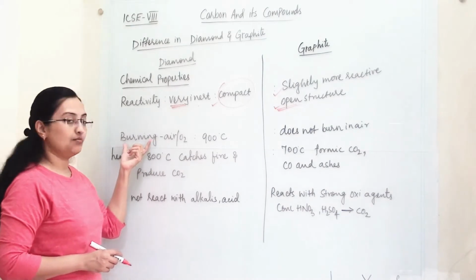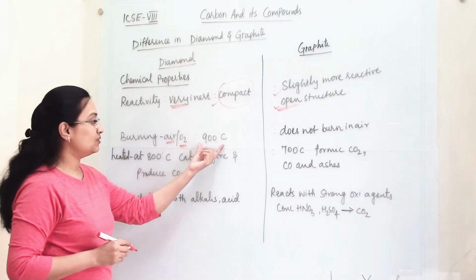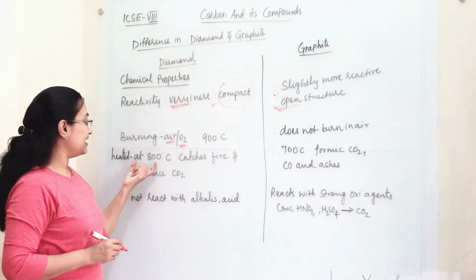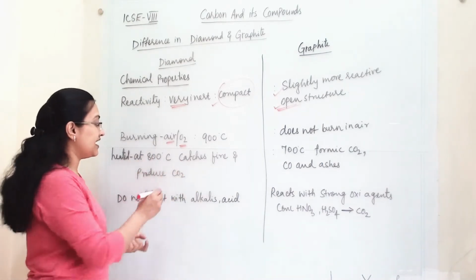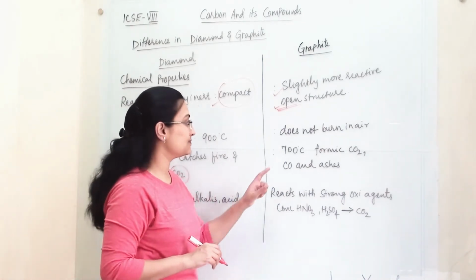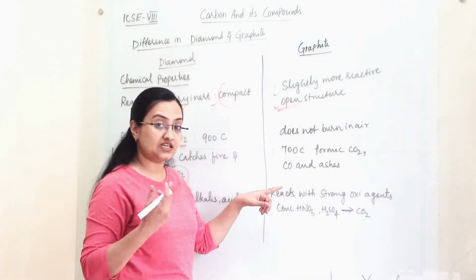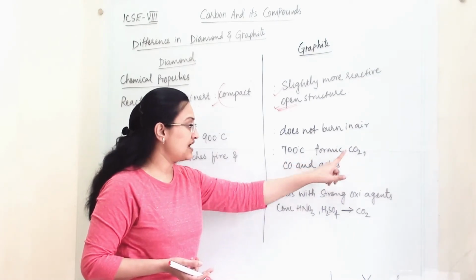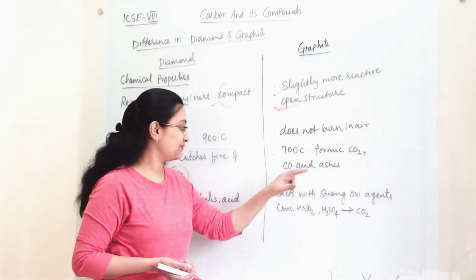Now when we are talking about burning diamond in air or under oxygen, it will burn at 900 degrees Celsius. When we are heating it, at 800 degrees Celsius it will catch fire and produce carbon dioxide. So it will produce oxides of carbon. Whereas graphite does not burn in the air, and while we are heating it at 700 degrees Celsius it will form carbon dioxide, traces of carbon monoxide and ashes.